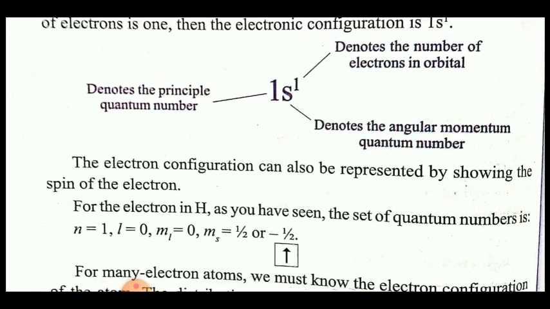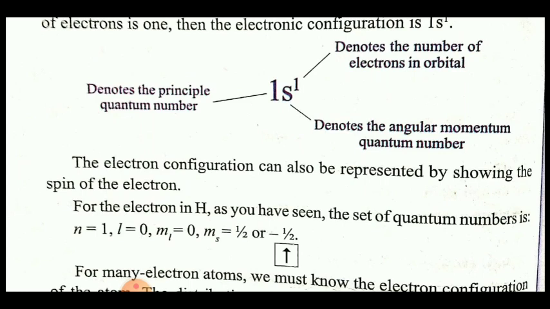The quantum numbers of this electron can be given: n is equal to 1, which means the first orbit. In that, the suborbit or subshell is the s subshell.